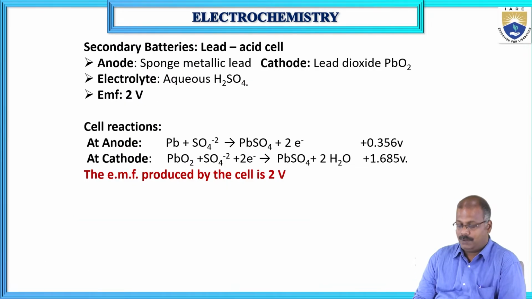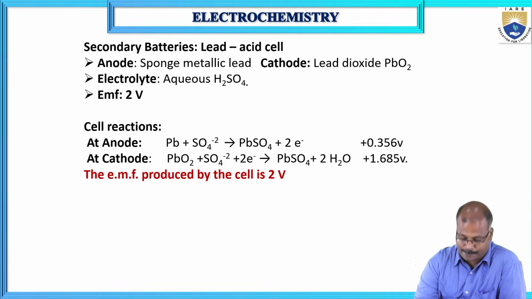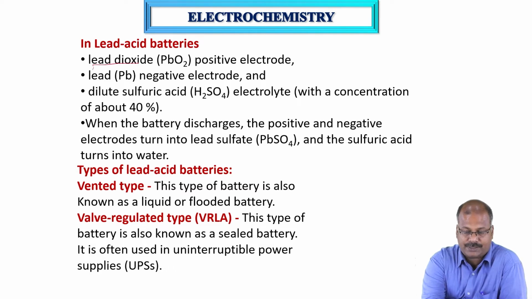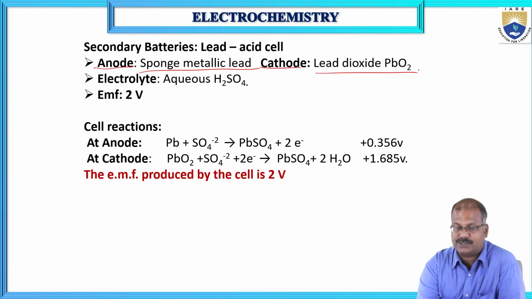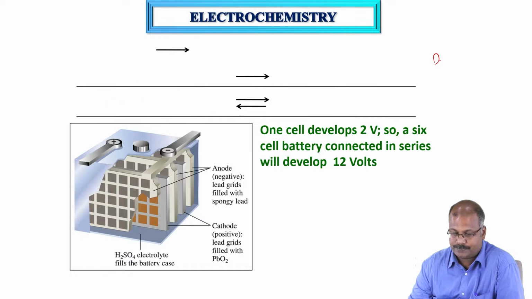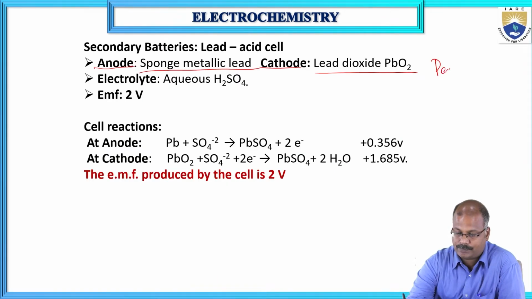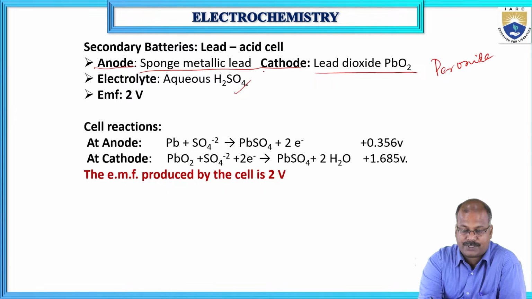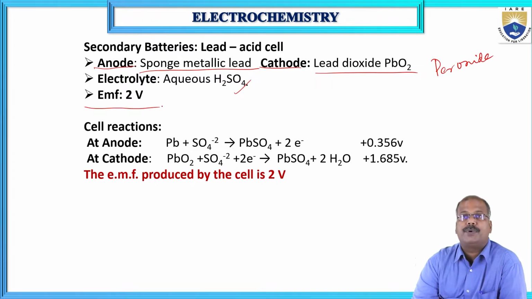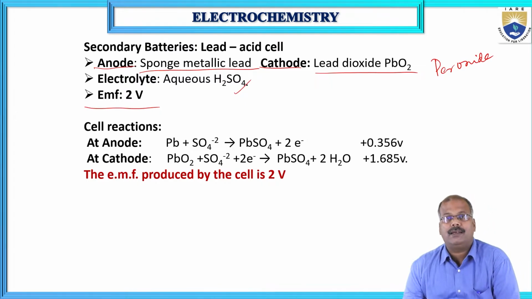Okay, so as I told already, we have seen here lead dioxide as the positive electrode, lead as the negative electrode. Again, if you see, anode is sponge metallic lead, cathode is lead dioxide. We can also say it's a form of peroxide, lead peroxide. Okay. Electrolyte is aqueous H2SO4. The EMF produced by this cell is 2 volts.